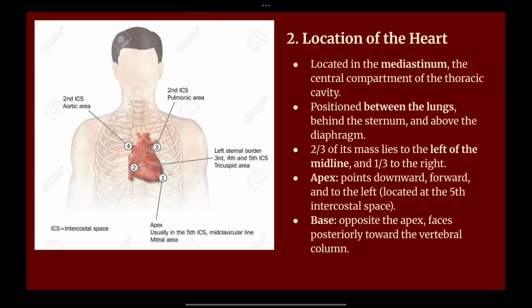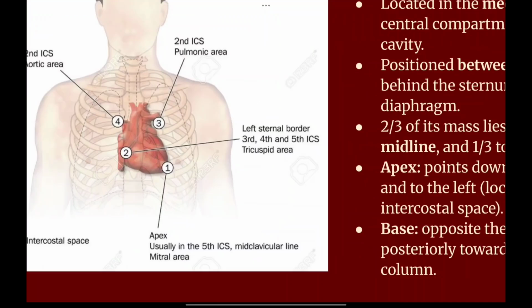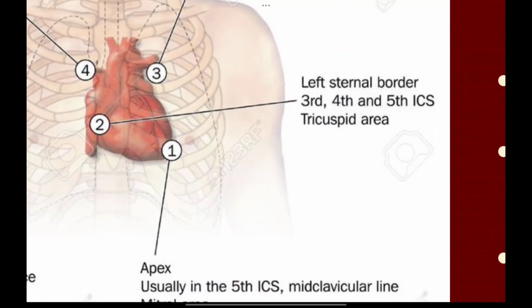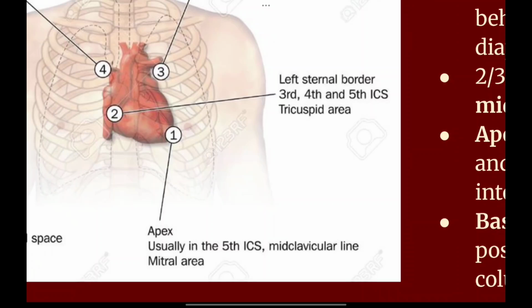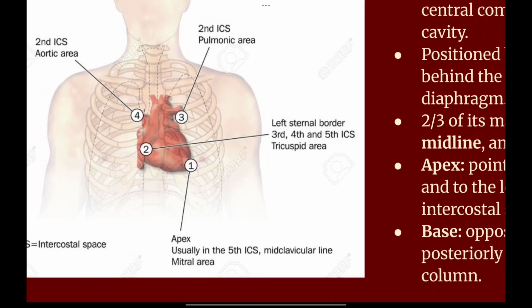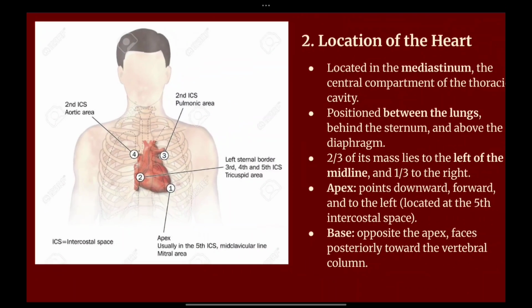Now, the apex of the heart points downwards, forwards and to the left. So the apex is the tip of the heart. It is located at the fifth intercostal space. So this is the fifth intercostal space, and 1 is representing the apex. So here you can see usually in the fifth intercostal space, the mid-clavicular line and the mitral area is the region where the apex of the heart is located.